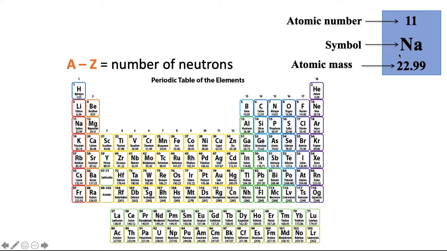Now you might wonder, why is it Na and not So? Well, that's because sodium in Latin is natrium, and that is why it's an Na. It just doesn't come from the English word. So all of these little squares contain shorthand notations for all of the elements.